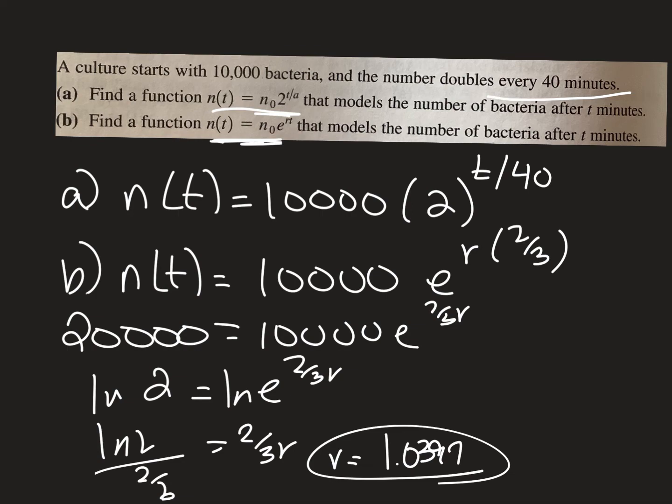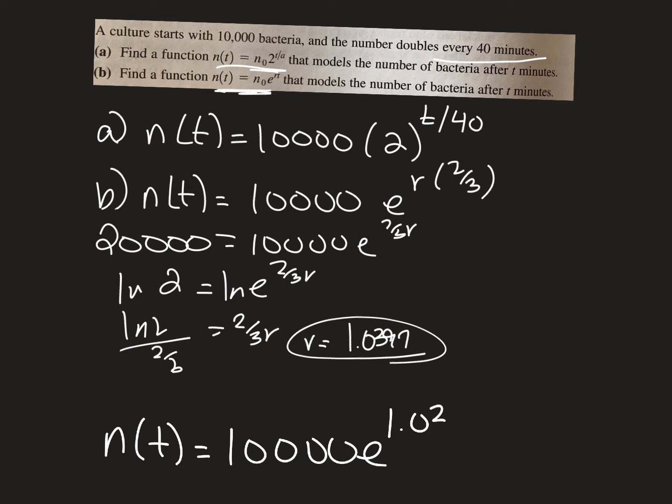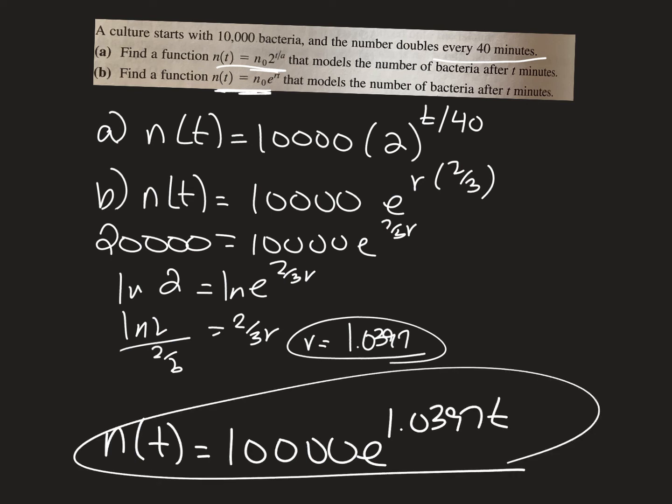All right, so my model would be, now that I know what my rate is, n of t equals the initial amount, e to the 1.0397t. There's the second model. Okay, and these two models in part A and part B should give you the same answer as you try to find what you're missing.